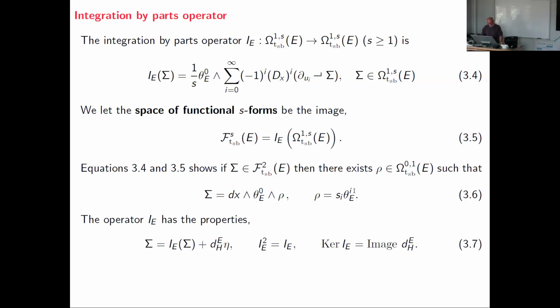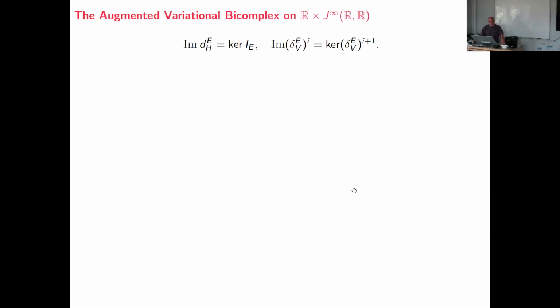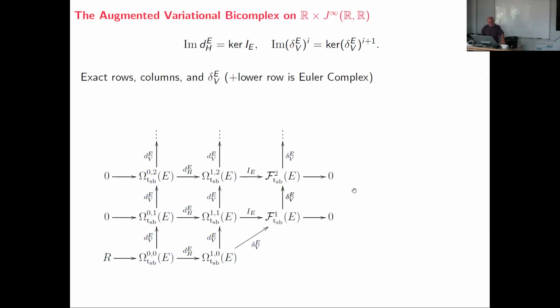Okay, and so this integration by parts operator has a lot of tricky but useful properties. It's a projection operator. Its kernel is the horizontal derivative. And so you end up with something called the, I'm going to skip down a little bit to the diagram. This is the variational bicomplex on J infinity RR right here, and I'll think of it as including functions that are allowed to depend on T. Here is the differential, which is the vertical differential and integration by parts. And then you get the Euler complex, which I think, Joseph, you're probably super happy with, right?